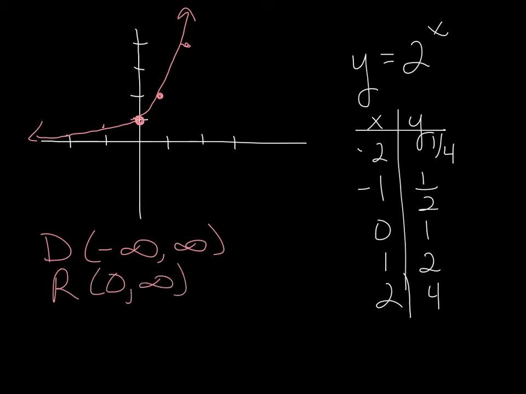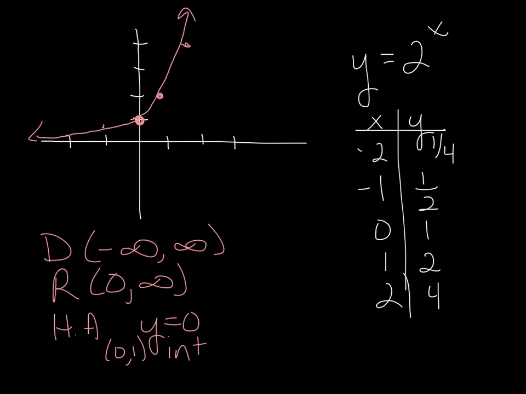All right, does this have a horizontal asymptote? Is there a value that the function approaches but never goes below? Well, 0. y equals 0 is a horizontal asymptote. And what's the y-intercept? 1. Okay, so we have the point 0, 1. That's the only intercept we have for this exponential function.